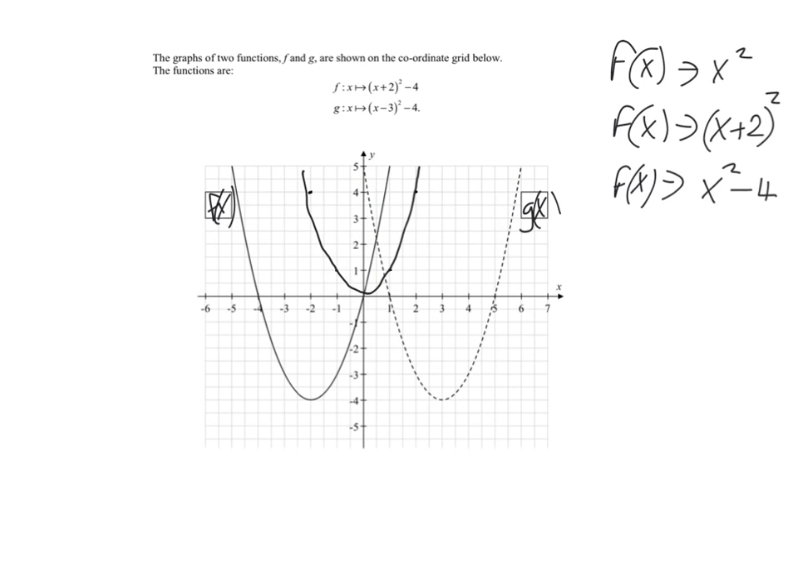Now, one other thing that you might find handy to know is sometimes you might be asked in the exam to find out what the equation of the axis of symmetry is for a particular function. And as long as you have the function written in this form, in other words, x plus or minus a number in brackets squared plus or minus a number, then you can quickly find out what the equation of the line is.